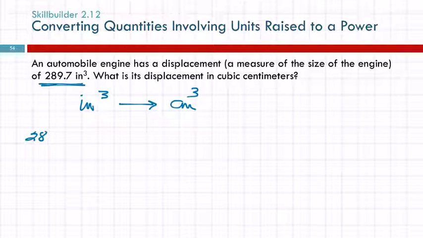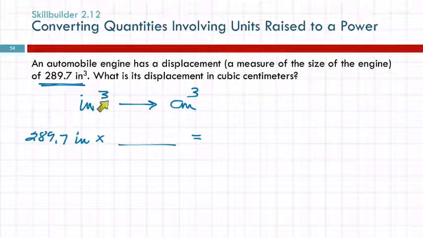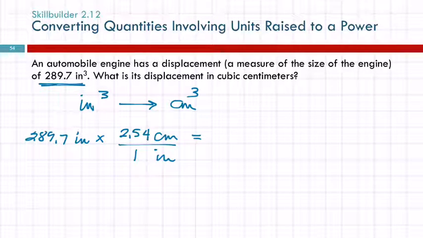So 289.7 cubic inches. I'm going to start, though, by ignoring the cube. I have to bring it back later, but I'm going to ignore it for now. I've got one arrow. I have one conversion factor. I'm ignoring the cube. I've got inches to centimeters. I've got inches here, and I'm going to centimeters over here. And I want inches in the denominator. Well, the relationship is 1 inch to 2.54 centimeters. So I've got that all in place.